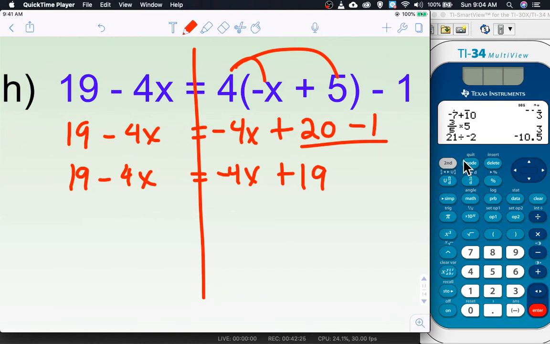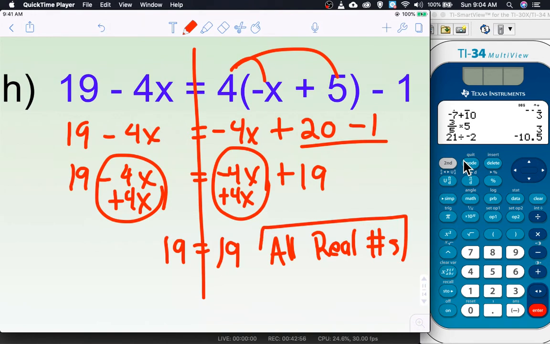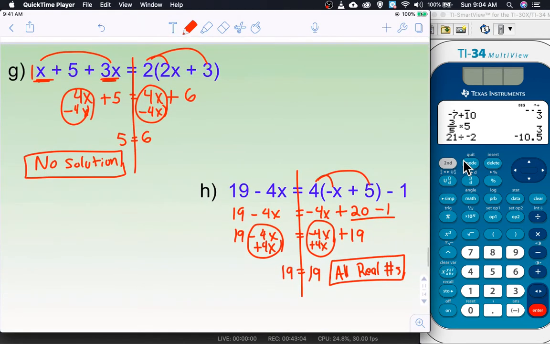And I can see that when I add 4x to both sides, both my x's cancel, and I have a 19 on the left and a 19 on the right, which means no matter what you plug in for x in the original problem, both sides of the equal sign will always be the same. This is true, so my answer is all real numbers. Every single number is an answer. There's infinite number of answers. All real numbers. So there's letters G and H.